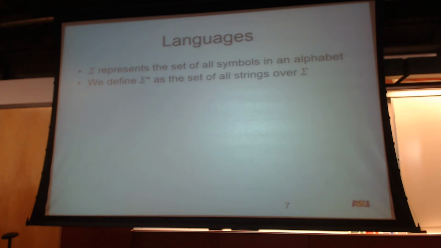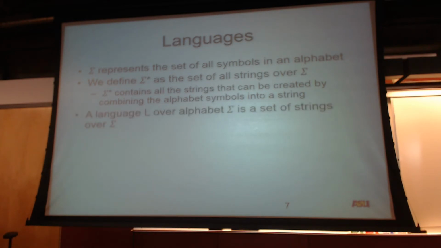Any number of A's, any number of B's, any number of C's, right? So sigma star is that kind of a set. Sigma star contains all the strings that can be created by combining the alphabet symbols into a string, in all possible ways. Now a language L over alphabet sigma is a set of strings over sigma.